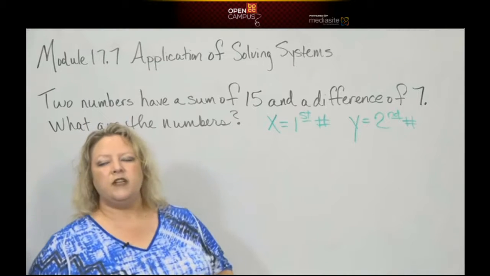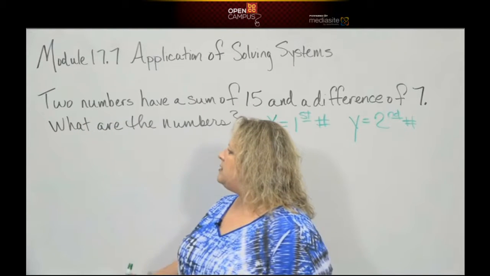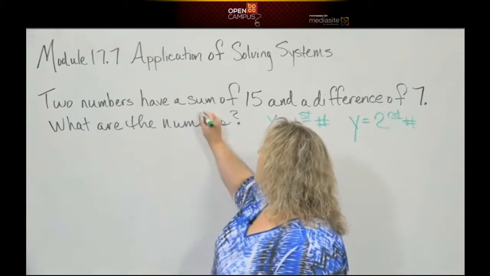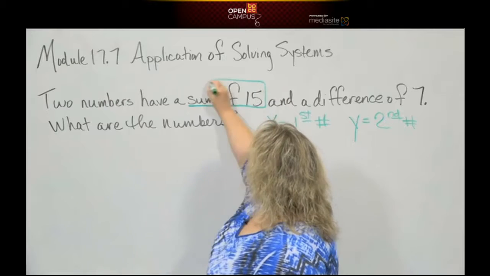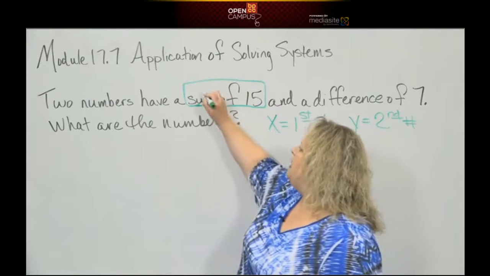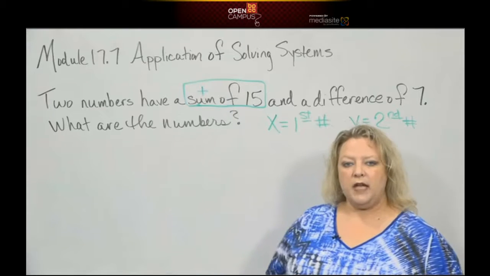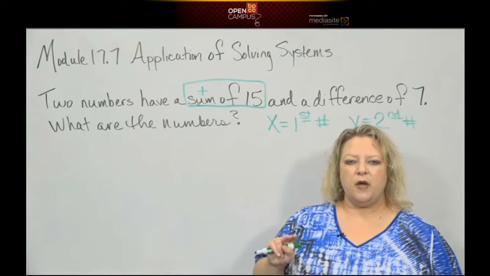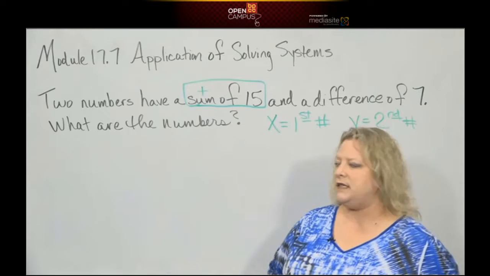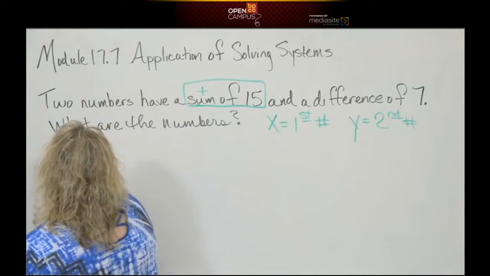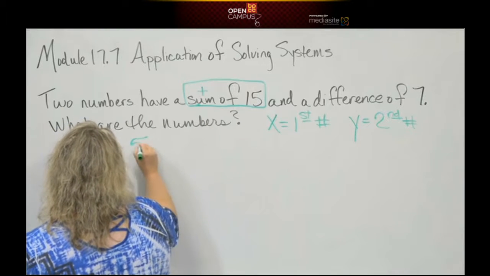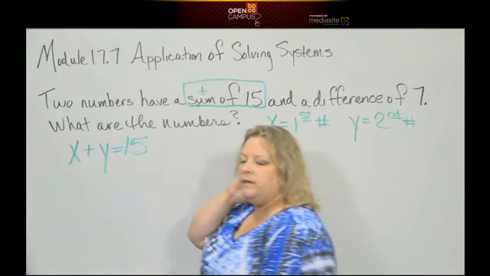To set up our equations, let's look back at our sentences. We have two numbers that have a sum of 15. That's very important. What does the word sum mean? Sum means to add, okay? So when I take my two numbers and add them together, I get 15. Let's write that statement: the first number plus the second number gives a total of 15, okay?